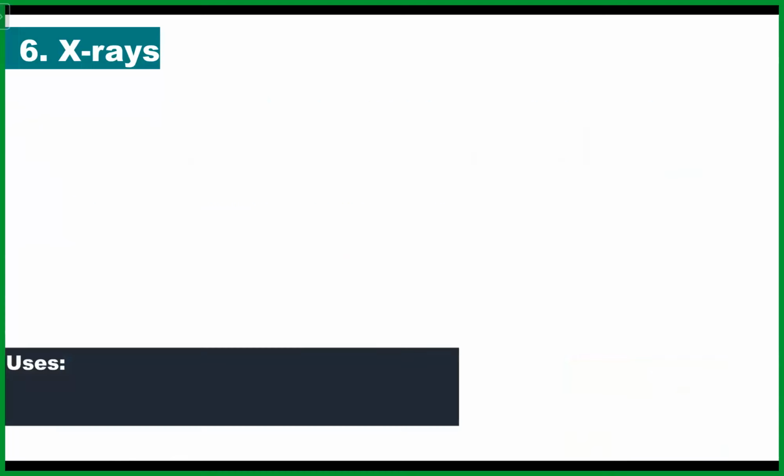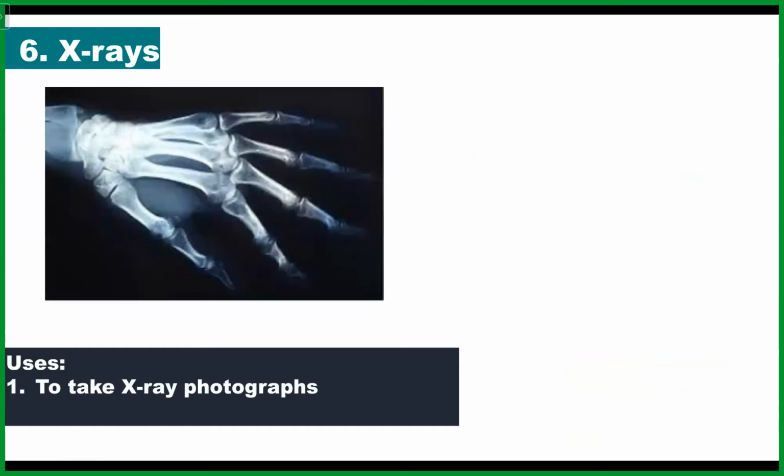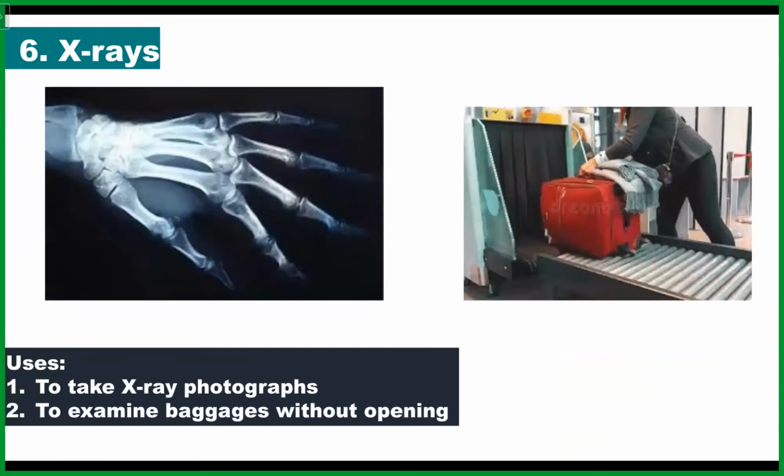Okay, so these are the main uses of X-rays. The number one use is to take X-ray photographs. And another use of X-rays is also to examine baggages without actually opening the baggage. So you've probably seen these X-ray counters, right? Where you need to send your luggages or your handbags through before you enter a certain place. For example, this is common in airports, right?